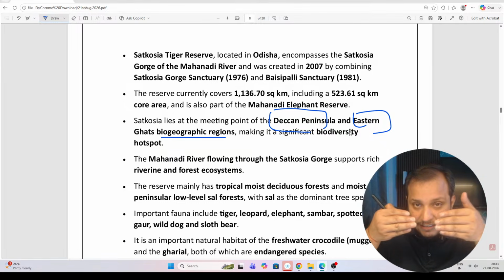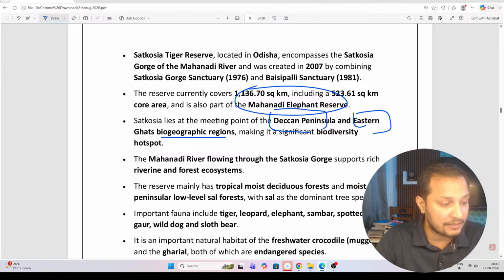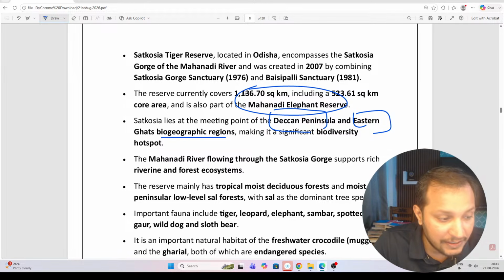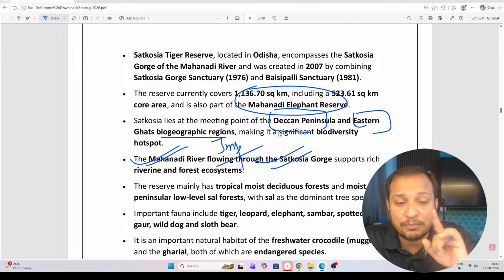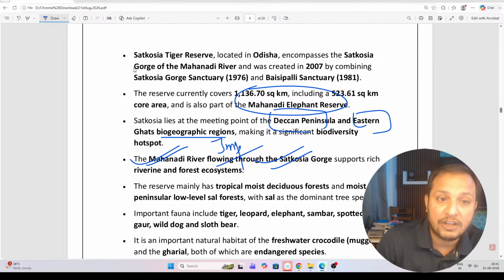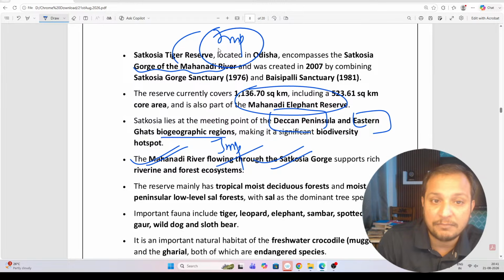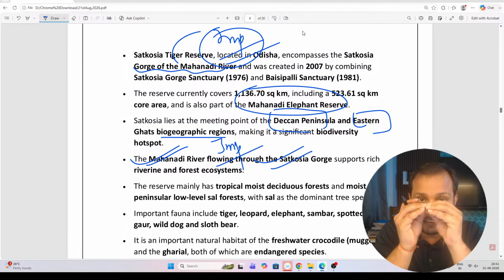Where the Eastern Ghats and the Deccan Peninsula meet, at that location only, Satkosia Tiger Reserve is there. And Satkosia is part of the Mahanadi Elephant Reserve. The Mahanadi River flows through Satkosia. Whenever you prepare any tiger reserve, you need to prepare which river flows through it. Here it is the Mahanadi River, and Satkosia Gorge is on the Mahanadi River. This is really very, very important. So the Deccan Peninsula and the Eastern Ghats meet there.